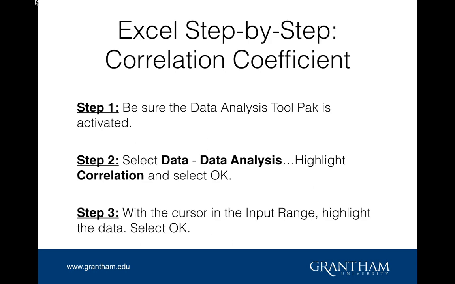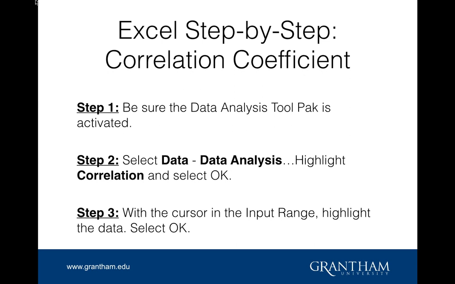Now, how do we find the correlation coefficient? We have the step-by-step technology process here. We're going to talk about the one using the data analysis toolpak. Make sure that it's activated, and then when you select data analysis, you're going to highlight correlation, select OK. Make sure that the data is highlighted, and voila, it will give us the correlation. It will give us a table.